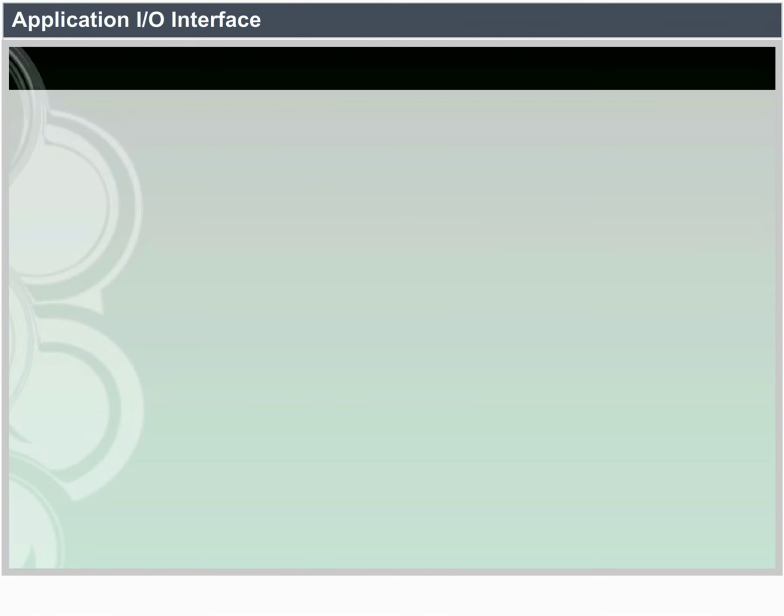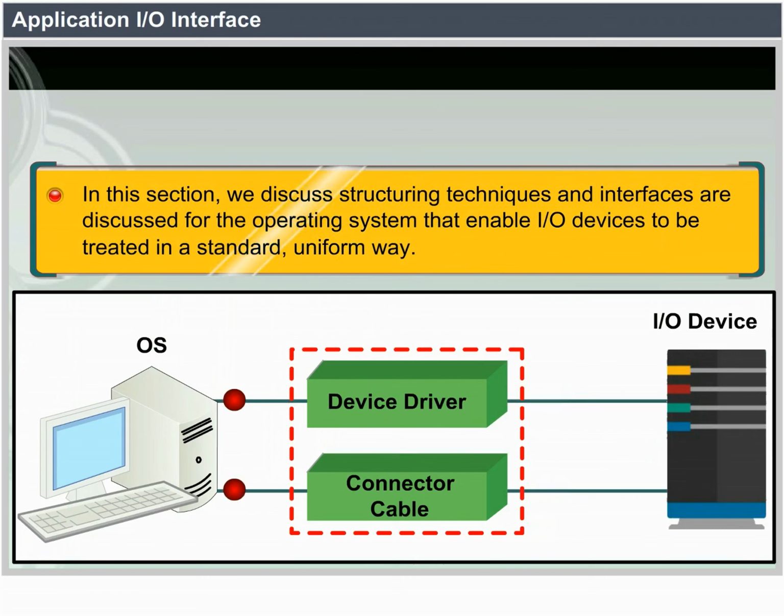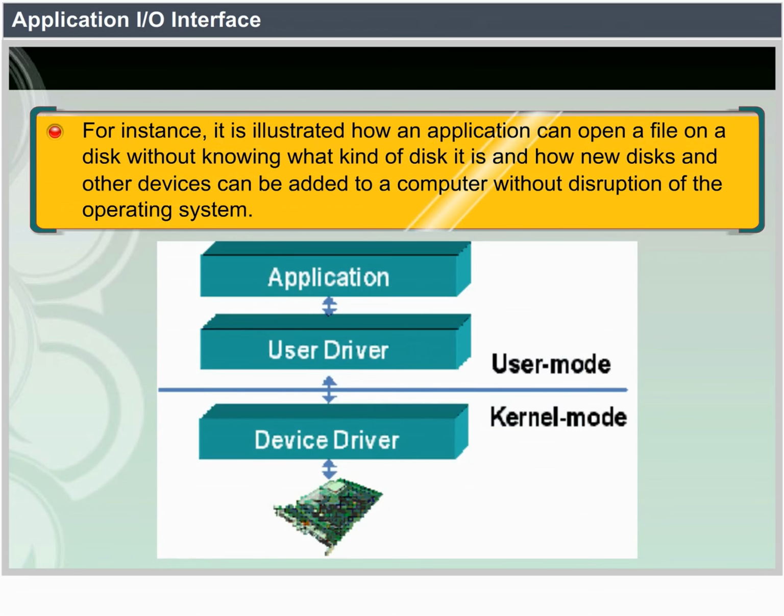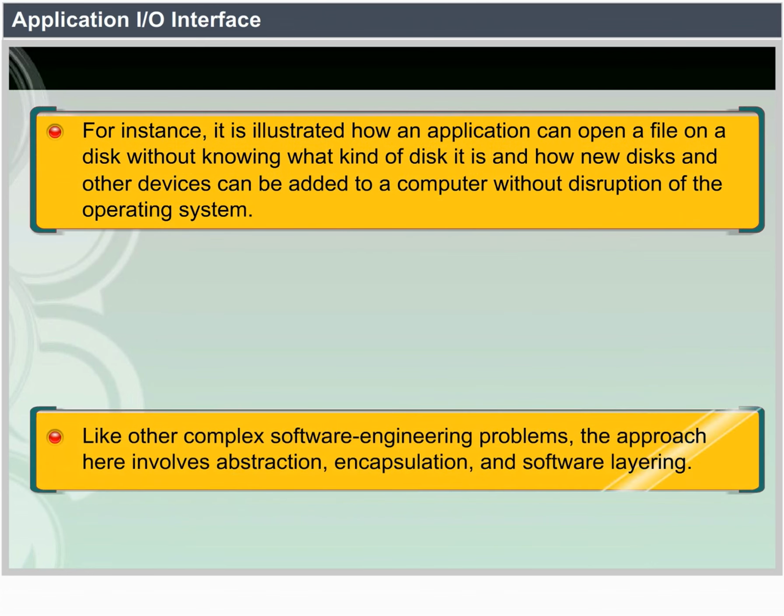Application input-output interface. In this section, we discuss structuring techniques and interfaces for the operating system that enables input-output devices to be treated in a standard, uniform way. We explain, for instance, how an application can open a file on a disk without knowing what kind of disk it is, and how new disks and other devices can be added to a computer without disruption of the operating system. Like other complex software engineering problems, the approach here involves abstraction, encapsulation, and software layering.